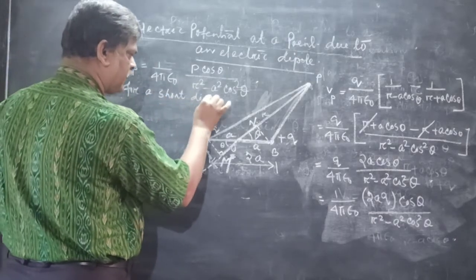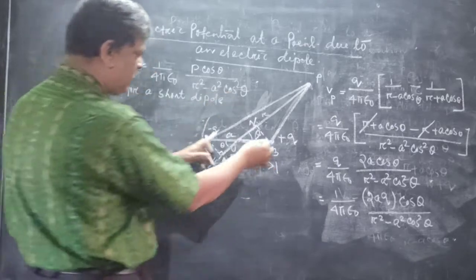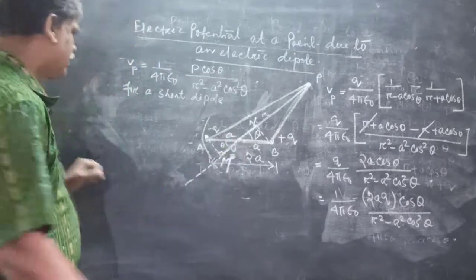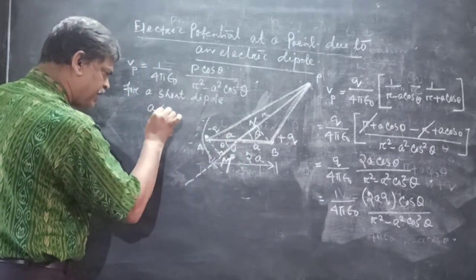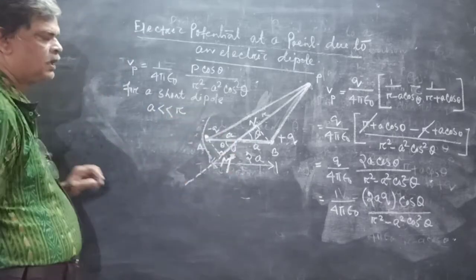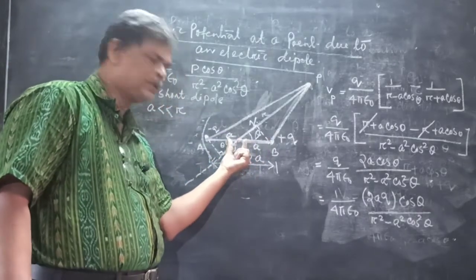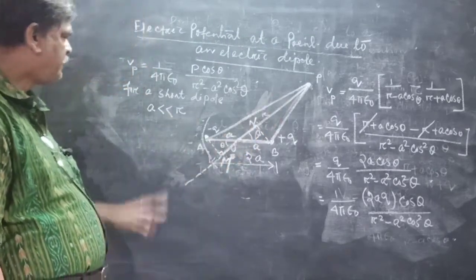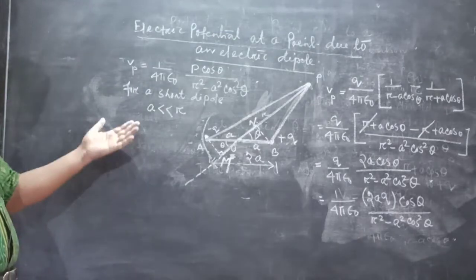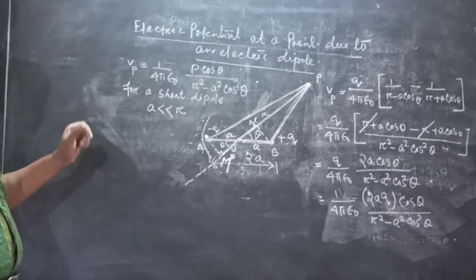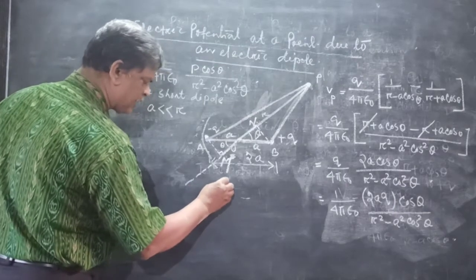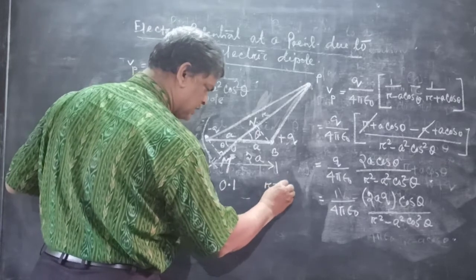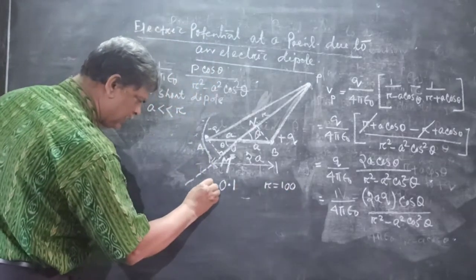short means small dipole. If it is a small dipole, it means A and B are very close to each other. So if A and B are very close to each other, then for a short dipole, A is very small as compared to R. If A and B are very close, then 2A is very small, then A is very small as compared to R. So if A is very small as compared to R, then A square is very small as compared to R square. For example, suppose we consider A equal to 0.1 and R equal to 100.